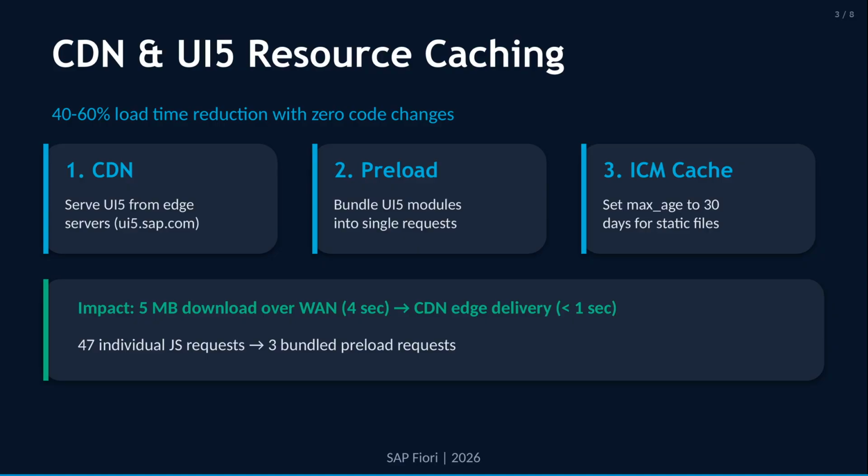The first optimization is how your system serves SAP UI5 resources. By default, every user downloads the UI5 library from your ABAP front-end server. That creates a bottleneck, especially across wide area networks. Instead, configure a CDN. SAP provides one at ui5.sap.com, so the framework loads from edge servers closer to your users.